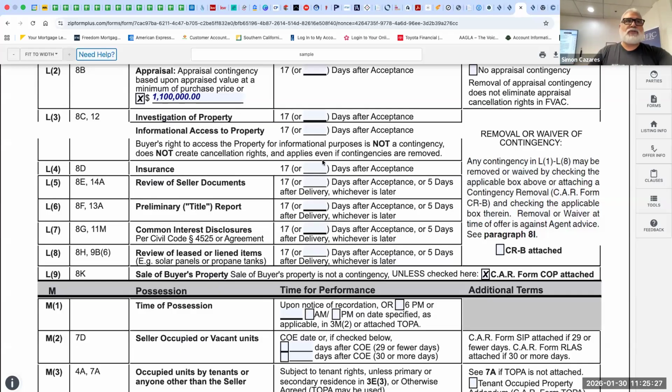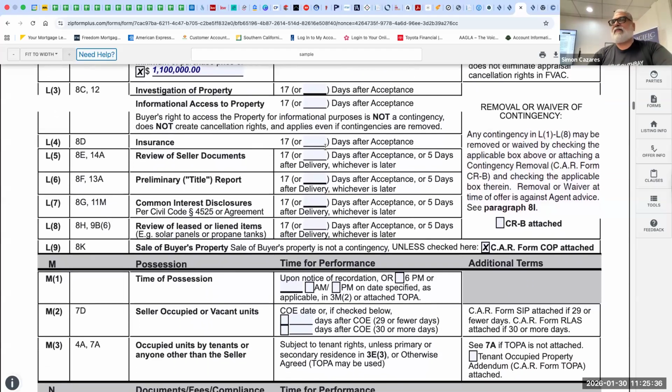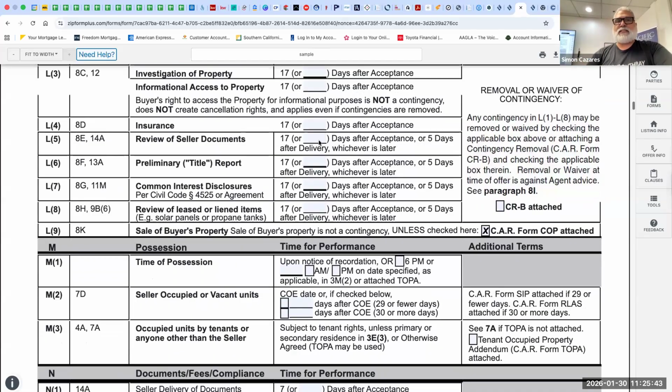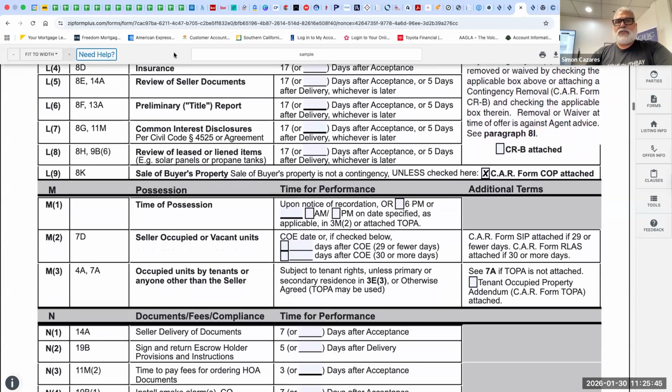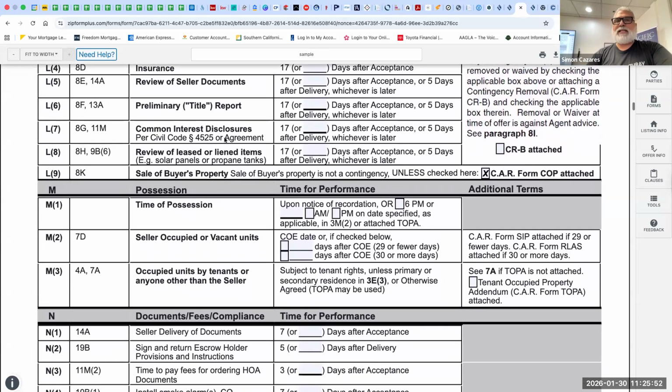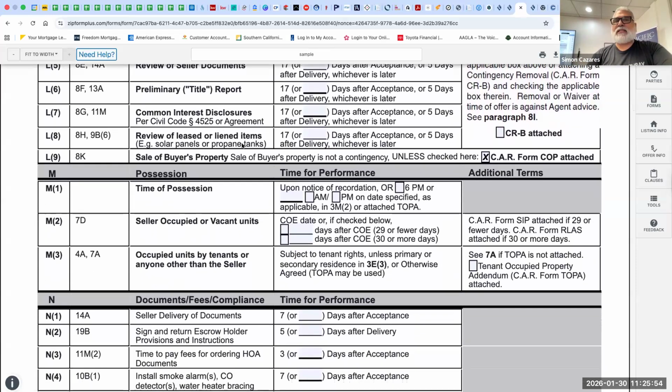If they need to get their contractor, or anyone in there to get an evaluation of the property, they have that time frame. Now, you see all these blanks too. You can modify them, right? It's defaulted at 17 days, but it also says that you can go more than 17 days or less than 17 days. Okay. So again, these are all of the disclosures, seller's review of the documents, the preliminary title report, common interest disclosures, review of leases or liens, such as solar panels and all that. It all falls at 17 days.